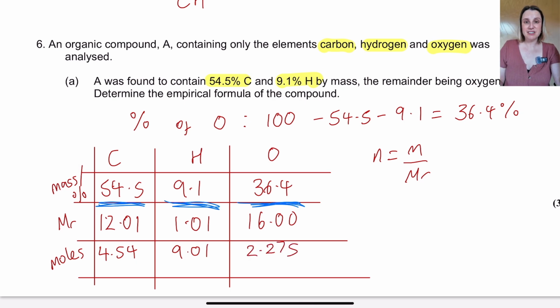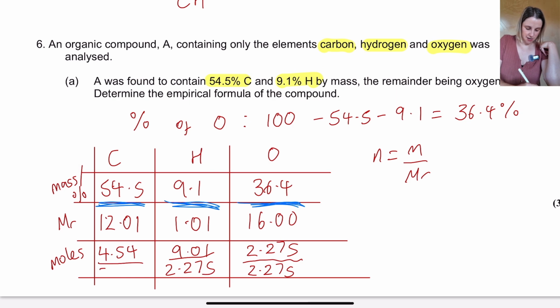Now it's kind of hard for me to see what the ratio of these moles are. So the easiest way to see the ratios is to divide by the smallest number. In this case, the smallest number is oxygen. So I'm going to divide the oxygen by 2.275 and essentially make that 1. And then I'm going to see how the others compare by also dividing them by 2.275. Notice that I haven't really rounded my numbers too far yet because I'm not at the end of the calculation. So try to leave yourself a good number of significant figures so that your calculations are still working out.